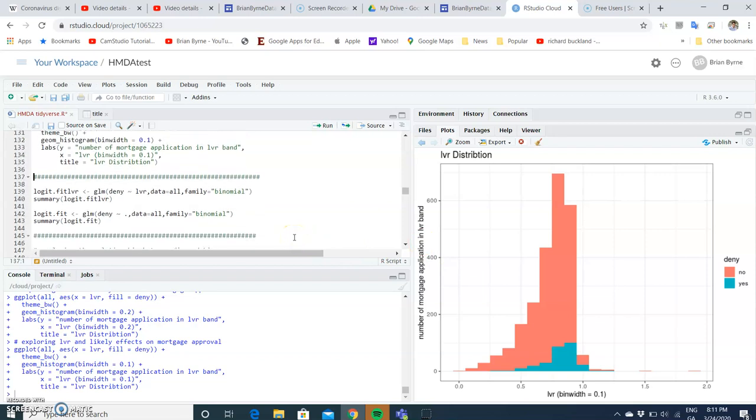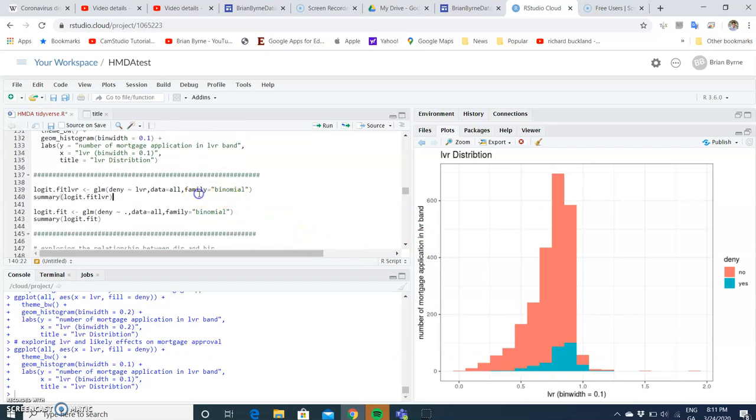Okay, so we can do some more formal analysis of that. One simple approach is to run a logit model. It's not part of the Tidyverse, but we could run a model here just to see the relationship between the loan to value ratio and deny, yes or no.